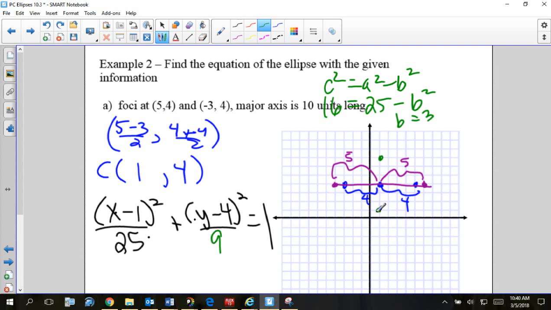Yeah. So did you understand? Okay, so the major axis was 10, so it goes 5 in each direction. That's kind of like our a value, but I was not really stressing a versus b. When you go to graph it, you square root this number and go plus or minus that number. So I kind of went backwards. I knew I go 5, so I just square it to go underneath here.